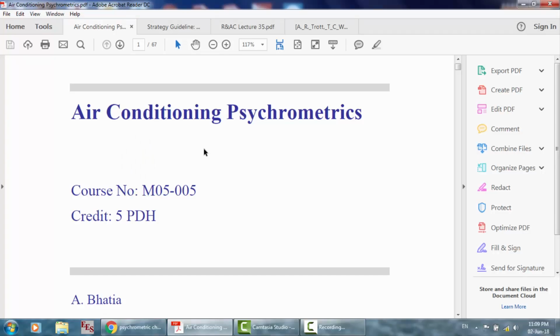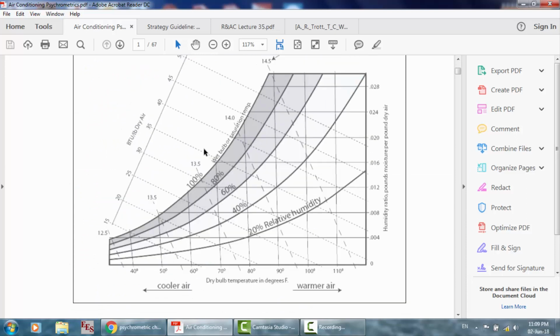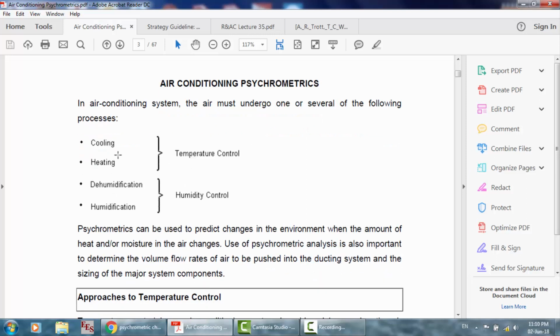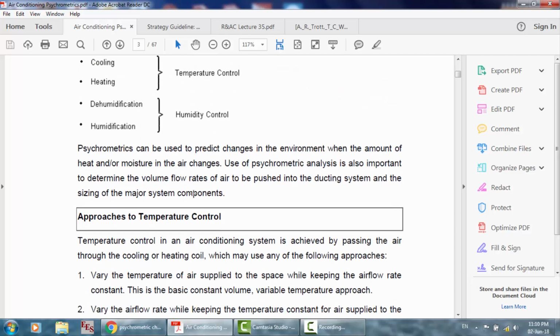Here we have air conditioning psychrometrics. We have here the psychrometric chart, and here the cooler air, and here the warmer air, and we have the relative humidity, and we have here the wet bulb saturation temperature, and the enthalpy and the humidity ratio, and also the specific volume. So in air conditioning systems, the air must undergo one or several of the following processes: cooling, heating, dehumidification, and humidification. So here the temperature control, and here the humidity control.